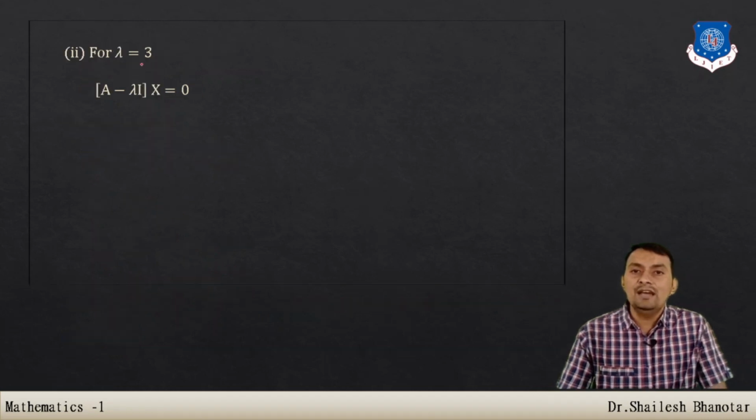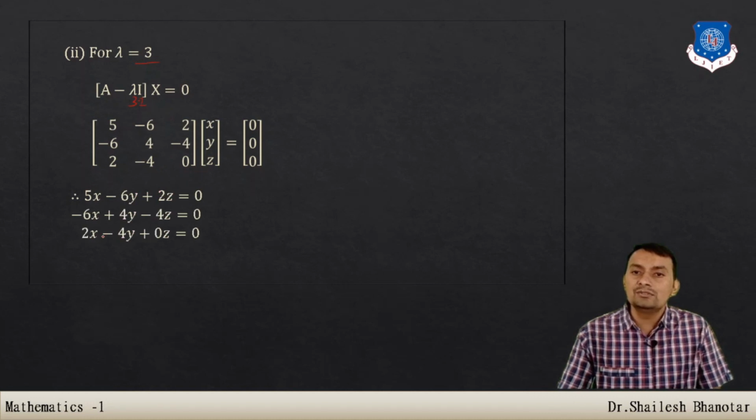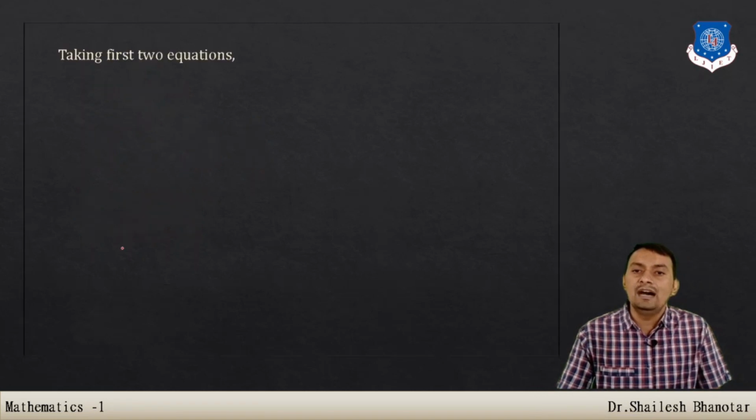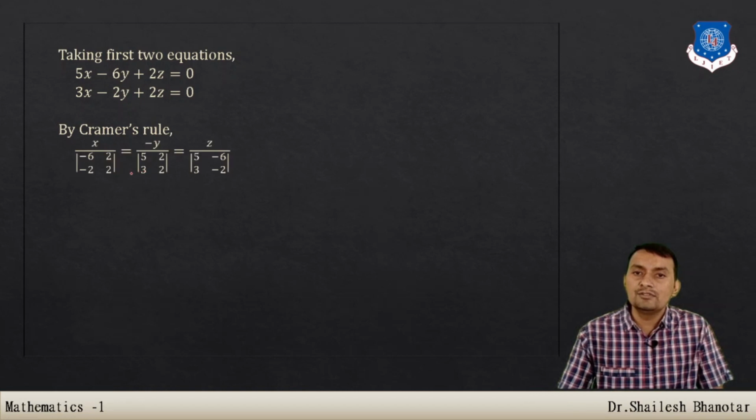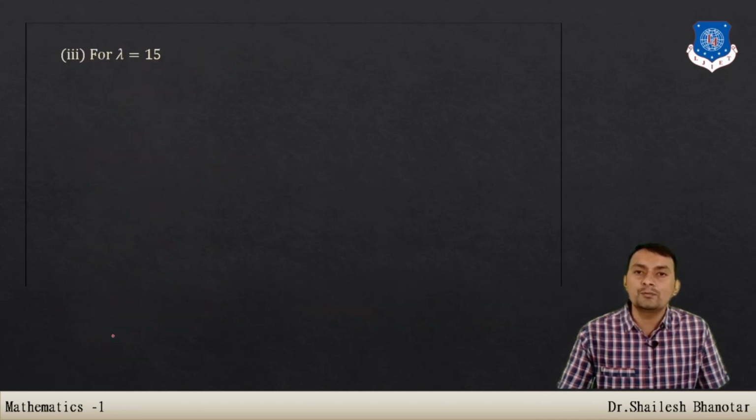So let us understand, when we assume that lambda is equal to 3, I have to follow the same. So I'm going to consider A minus 3I, and when you simplify, A minus 3I, you will get this one. So there are three equations from this matrix form, and whenever you consider the first two, using Cramer's rule you will get this one, and whenever you take t2 common, you will get this one, and this is the eigenvector corresponding to lambda equal to 3, and this is lambda equal to 15.